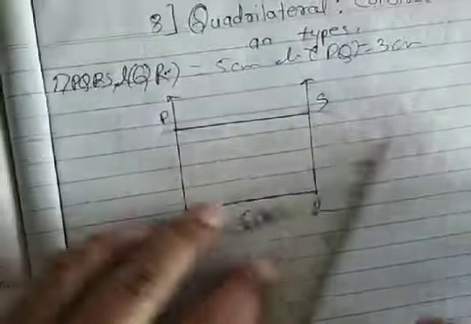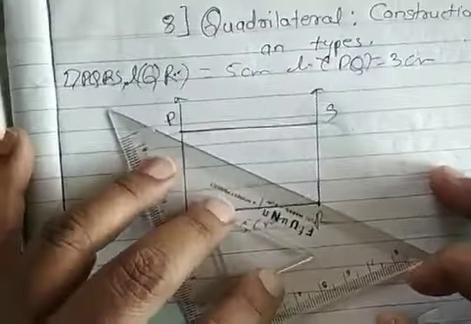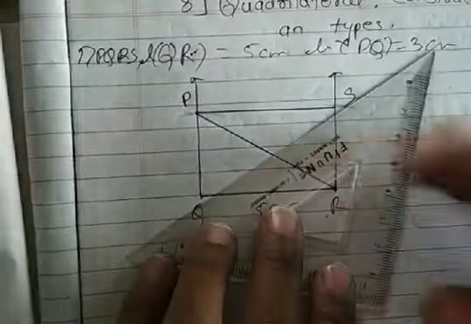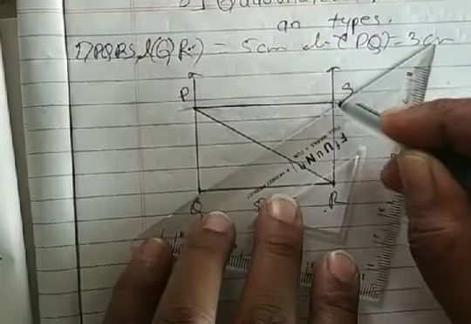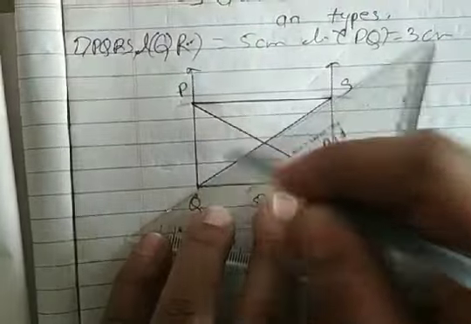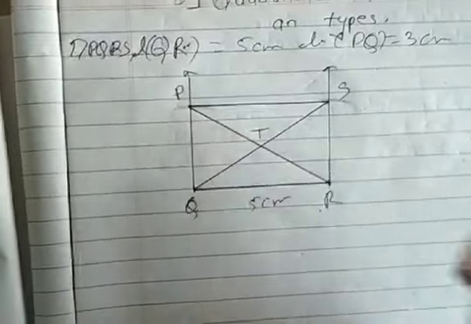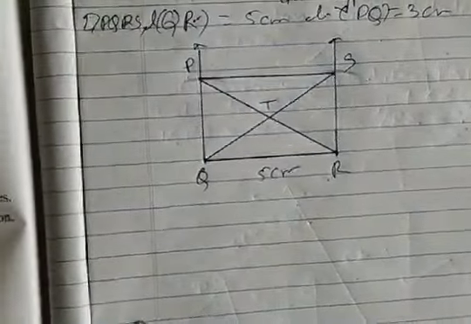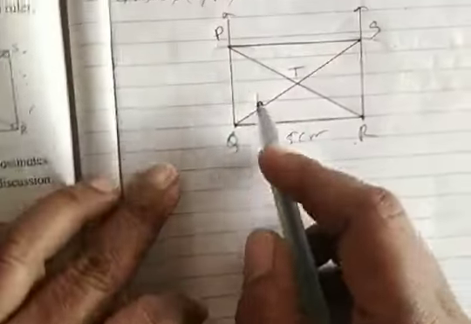So here I will join PR and QS. And this point of intersection I will name T. Now we have to study the properties. First of all, we have to take the lengths of the opposite sides.